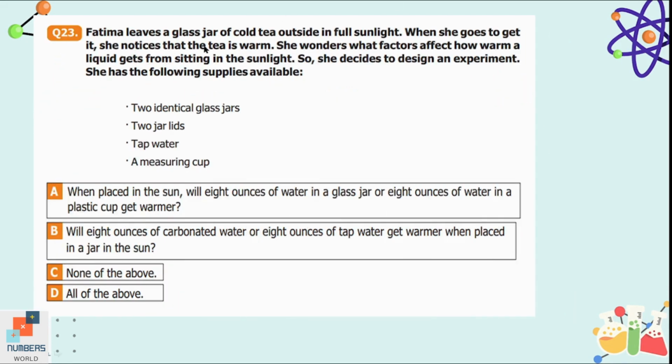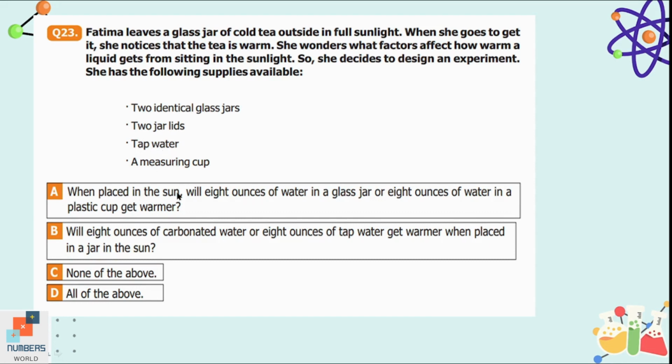Question number 23. Fatima leaves a glass jar of cold tea outside in full sunlight. When she goes to get it, she notices that the tea is warm. She wonders what factors affect how warm a liquid gets from sitting in the sunlight. So she decides to design an experiment. She has the following supplies available: two identical glass jars, two jar lids, tap water, a measuring cup.